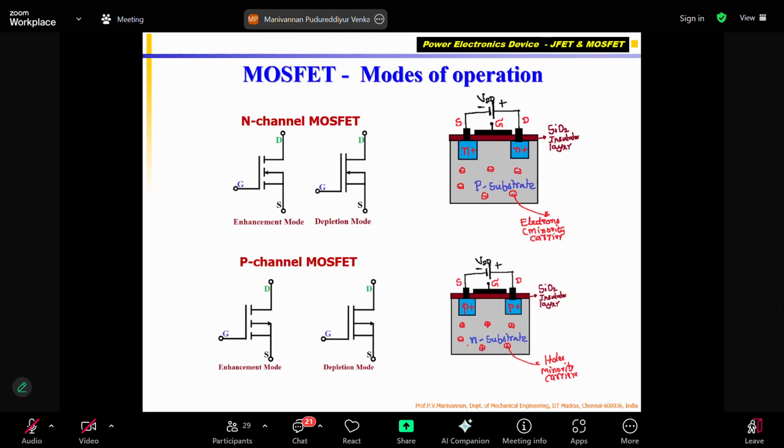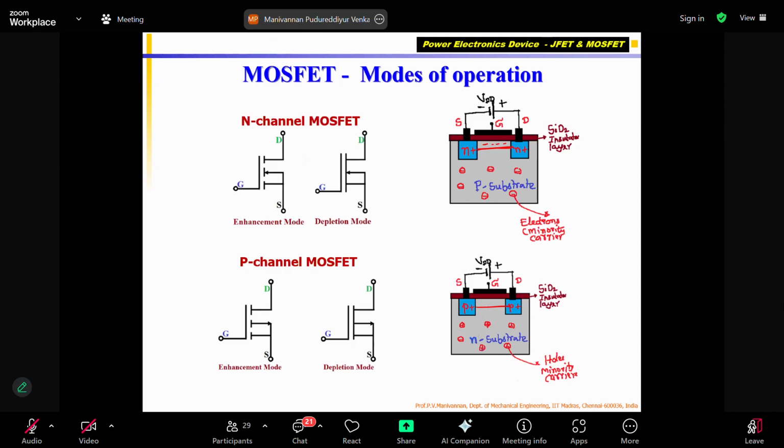Yeah, this is enhancement type. Depletion type means it will have a built-in layer, this channel already. During fabrication itself, they will have electrons. In the P-type material, this region will be filled with electrons, correct? In N-type material, a channel will be formed. That will be depletion mode.